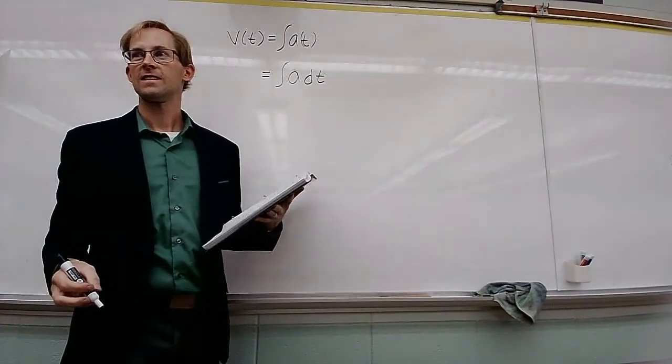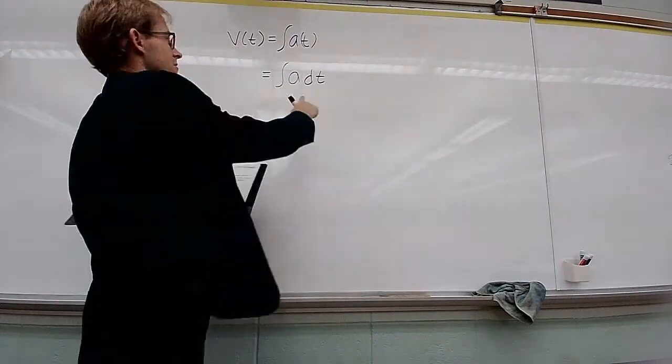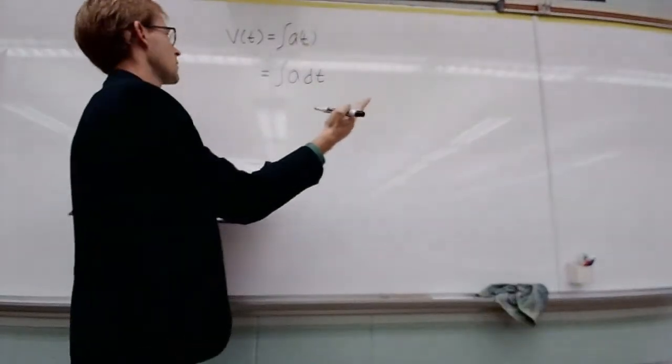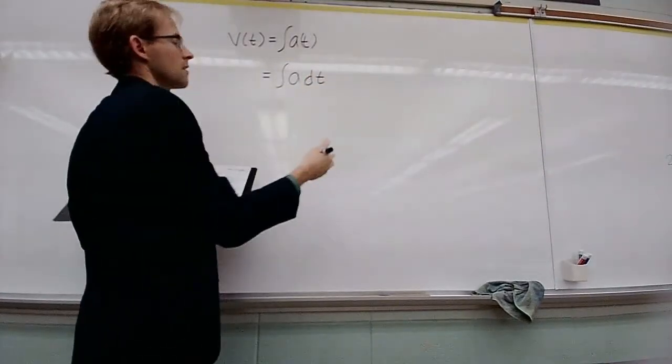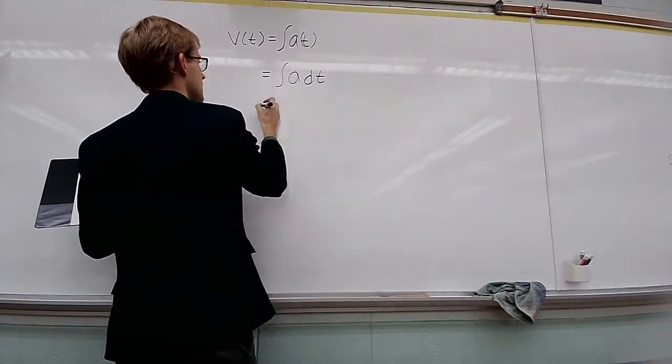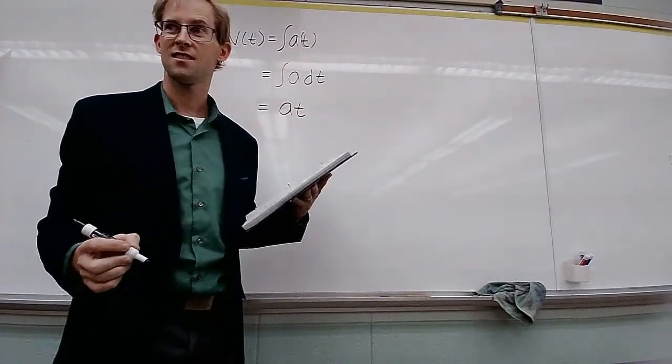No, there's not a t, there's just the letter a. So when we take the integral of something that doesn't have that letter in there, we just put it in there. So the answer would be at plus C.